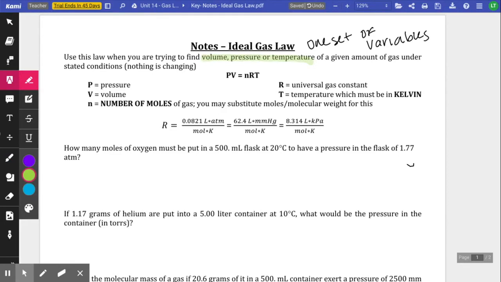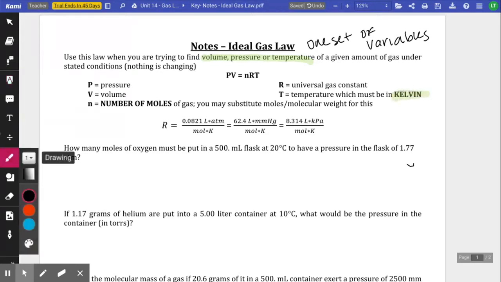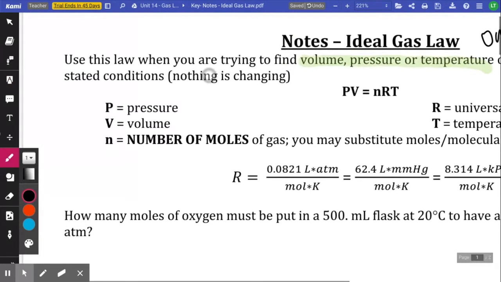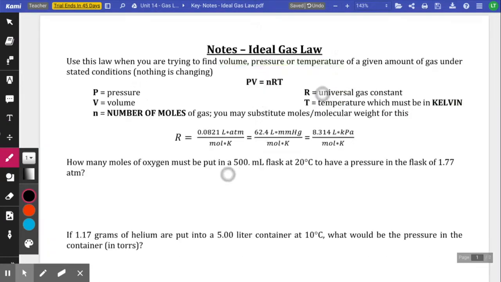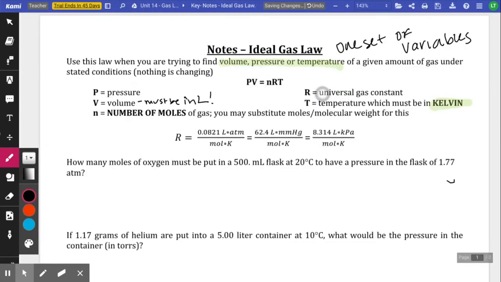And our equation is PV is equal to nRT. So you guys should know that P stands for pressure, V stands for volume, and T is temperature, which, as always, must be in Kelvin. One thing I do want to add, though, is that your volume in this one must be in liters. In the last one, it didn't really matter as long as you had the same volume, but in this one it does. So temperature must be in Kelvin, volume must be in liters.